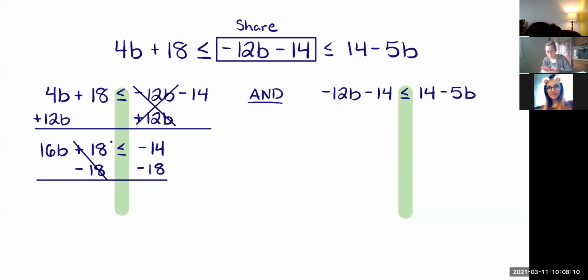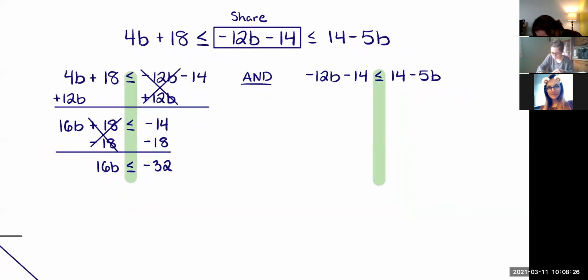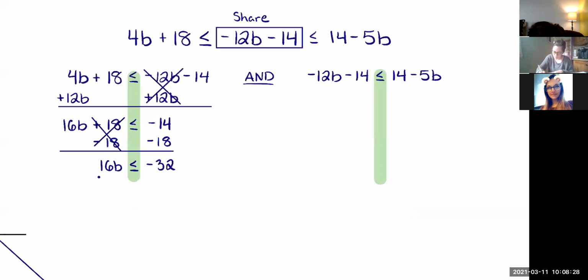That removes it from the left, leaving me with 16b is less than or equal to negative 14. Take away 18, I believe, is negative 32. Yeah. And then what's left to do? Divide both sides by the 16. So I end up with b is less than or equal to negative 2.